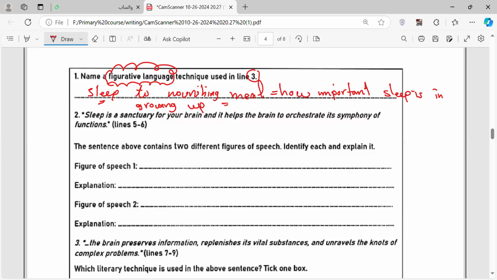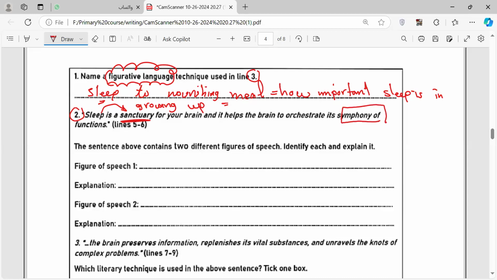Okay, let's go to number 2. Read, Abdullah Ahmed, quickly please. Sleep is a sanctuary for your brain, and it helps the brain to orchestrate its symphony of functions. This is what, guys? The technique here: he said that sleep is a sanctuary for your brain, without like or as, and it helped the brain.